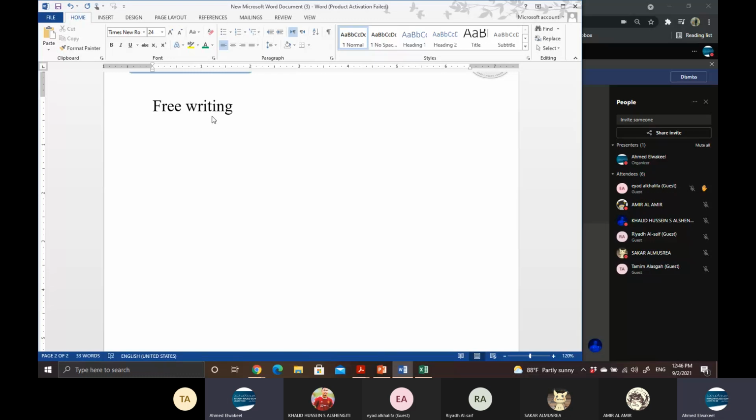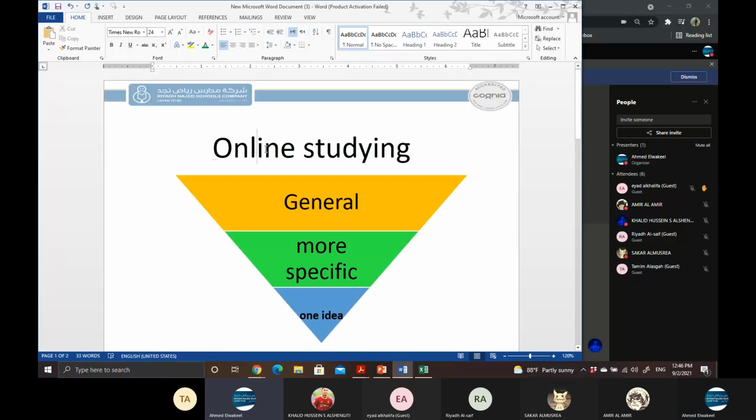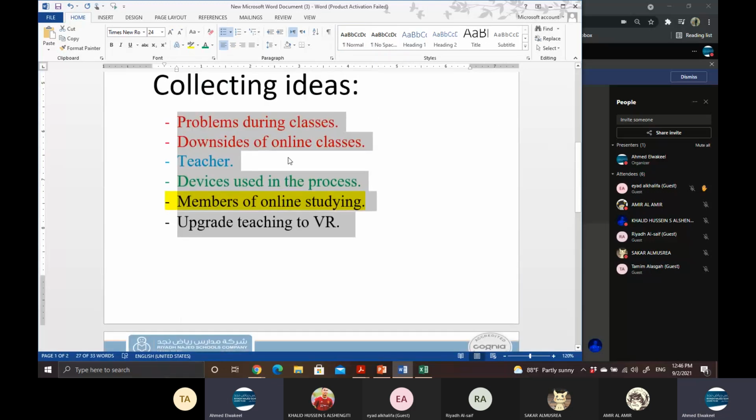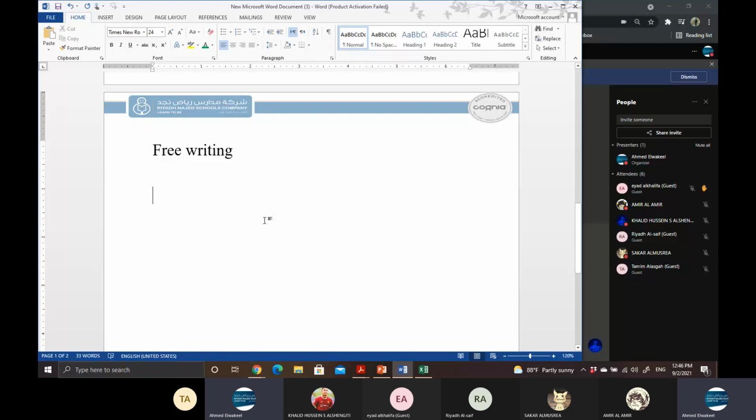For example, when we spoke about the online studying, we started by collecting some ideas. That's called free writing. We have problems during class, we have outside, and we start just by writing and writing. Teacher, and here we write student. And later we will write here, for example, device. Here we will write administration.